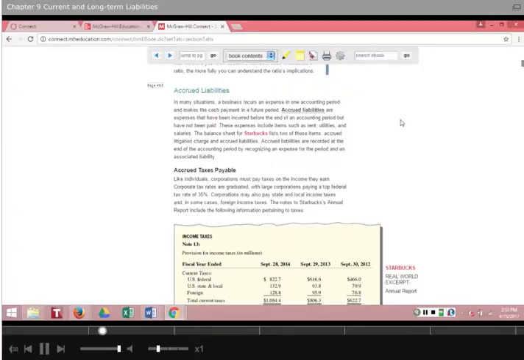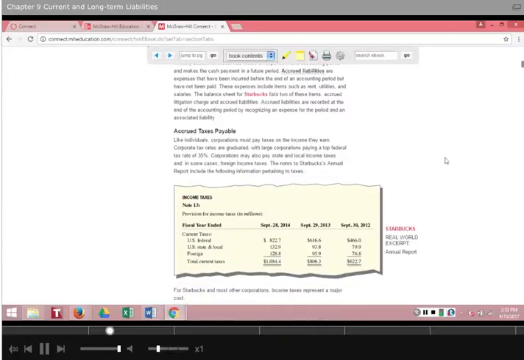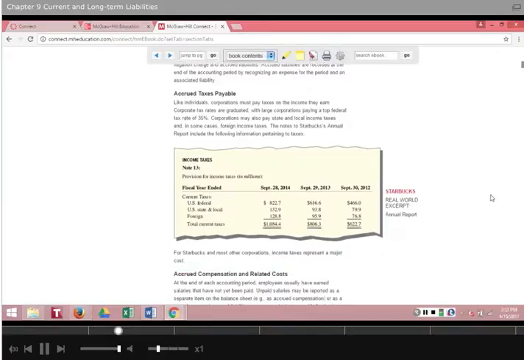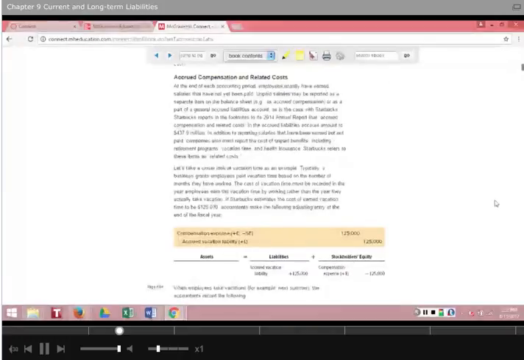One of the liabilities we're going to look at here is accrued taxes payable. We have many different levels of taxes at the federal, state, and sometimes even local level, as well as foreign if we operate overseas. Here's the Starbucks footnote that shows the amount of current taxes that they owe to the various levels of government. You can see that it's a fairly significant number, which has significantly increased over time as the company has continued to grow.